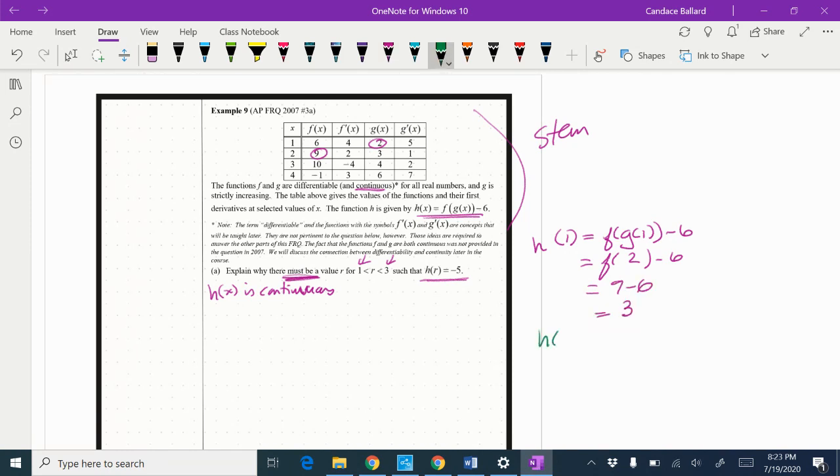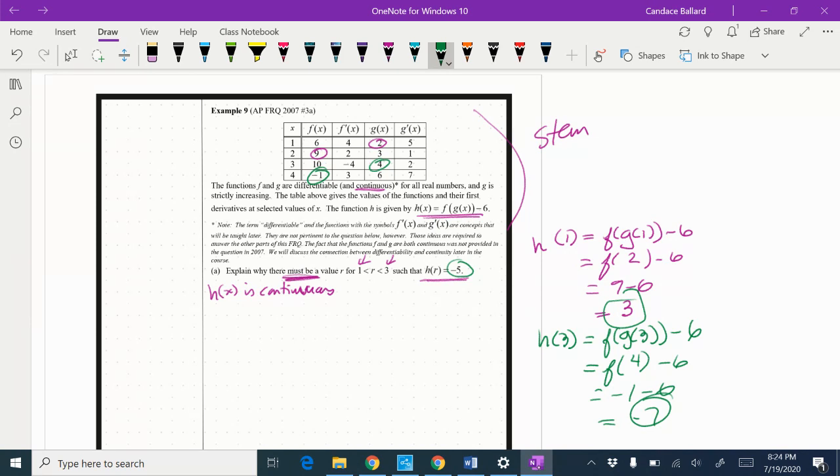Now I need to find h of 3. And I have to make sure that -5 is between these two numbers. So f of g of 3 minus 6. So g of 3 is 4. And then f of 4 is -1. And good news, we know that -5 is between -7 and 3. So we're going to finish up this statement.